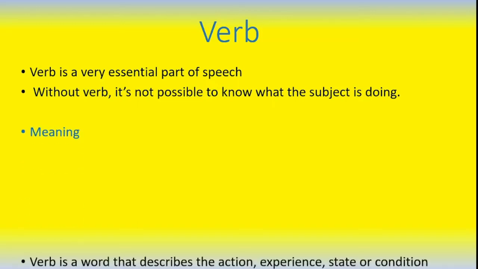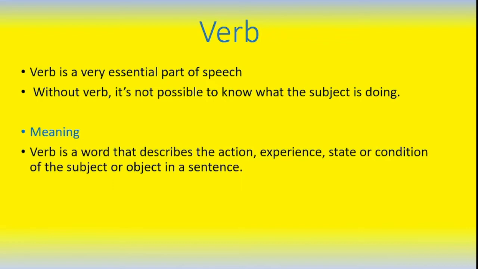So what is the meaning of a verb? A verb is a word that describes the action or experience or state or condition of the subject or object in a sentence. The role of a verb is to describe the action, or experience, or any state or condition of a subject, that is a noun or a pronoun.